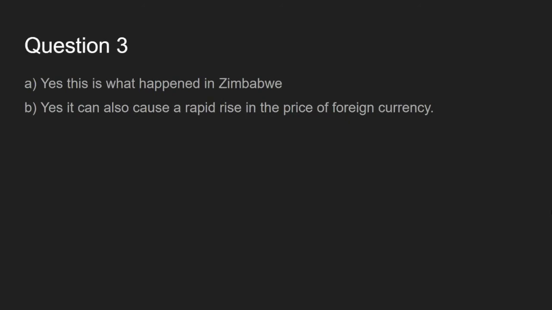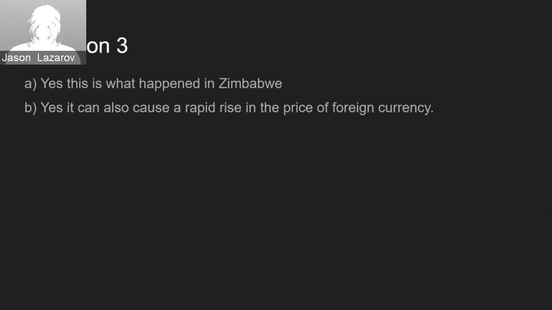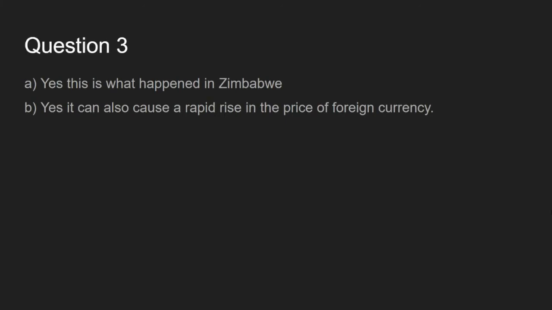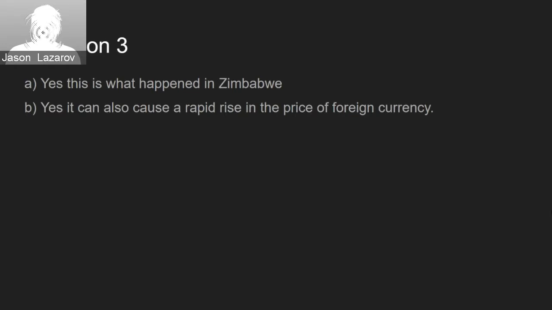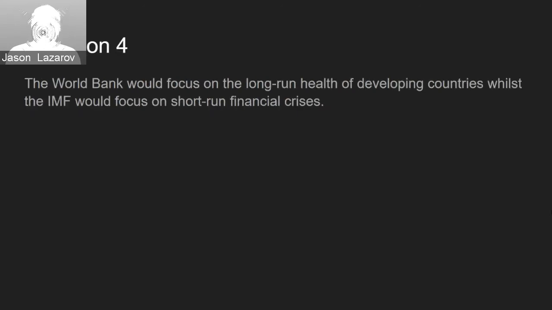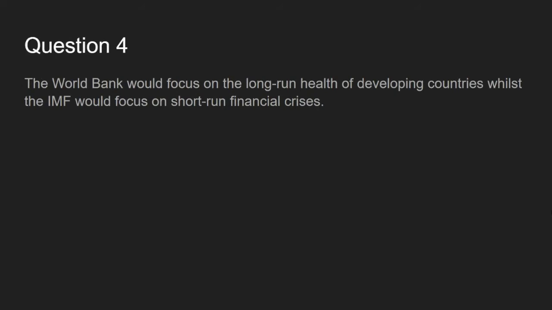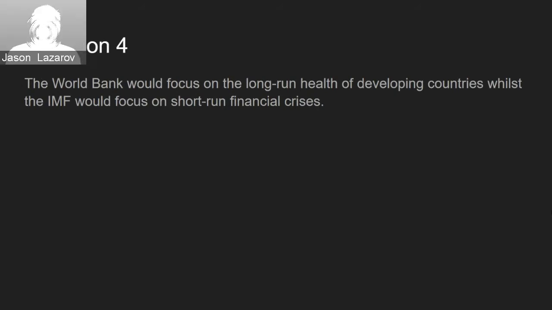For question three, part A, it asks: did a massive fall in the price of Zimbabwe's currency happen in terms of other currencies? And yes, this is what happened in Zimbabwe. And for part B, it's asking if hyperinflation also causes a rapid rise in the price of foreign currency. And that is also the case. For question four, the World Bank would focus on the long-run health of developing countries, whilst the IMF would focus on short-run financial crises.